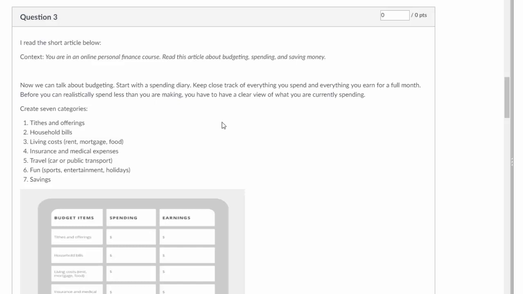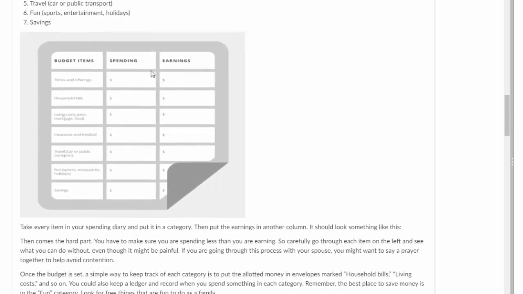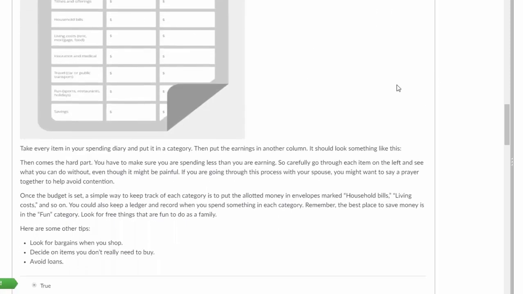Okay, so now we can start talking about budgeting. Start with spending diary. Keep close track of everything you spend and everything you earn for a full month. Before you can realistically spend less than you're making, you have to have a clear view of what you're currently spending. And so it suggests create 7 categories: tithes and offerings, household bills, living costs, rent, mortgage, food, insurance and medical expenses, travel, car, public transport, fun, sports, entertainment, holidays, and the last one, savings. And then it has an example of a ledger that they might have.